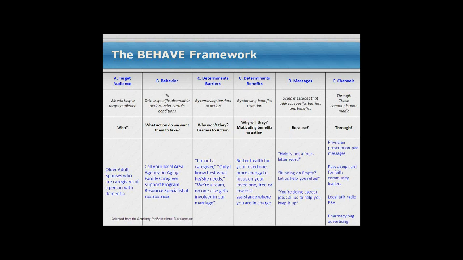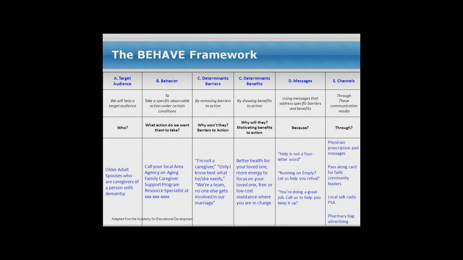Now what we wanted them to do for this particular activity was to call their local area agency on aging family caregiver support program resource specialist. In North Carolina, we have one of these at each of our AAAs. We could have also told them to call the Alzheimer's Association. We could also tell them to call our Duke Family Support Program. Whichever partner that we are working with, we can do that. We certainly want to make sure that whoever we're sending them to is prepared to receive them and on board with the plan, of course.